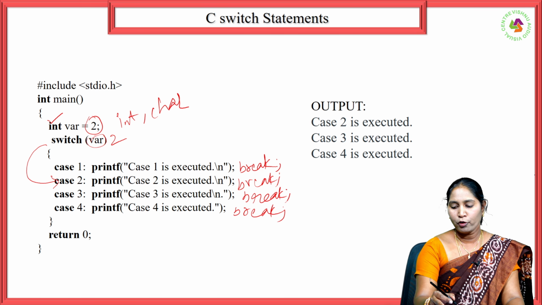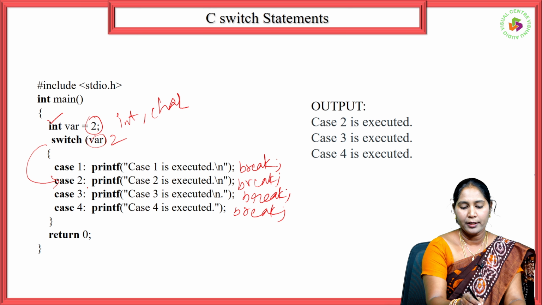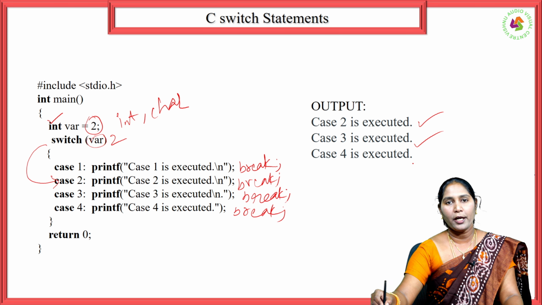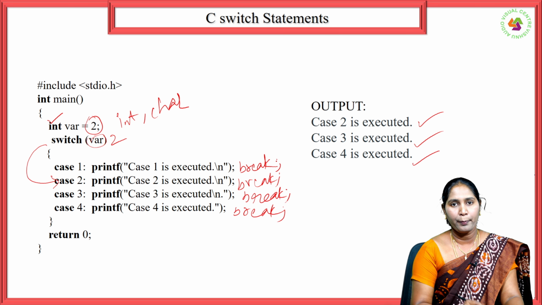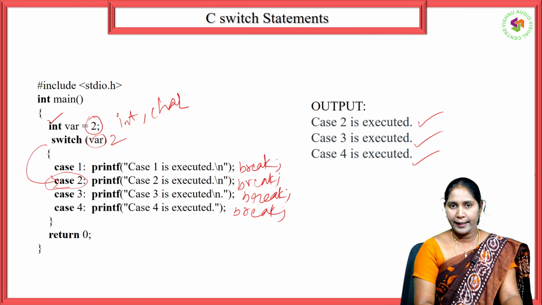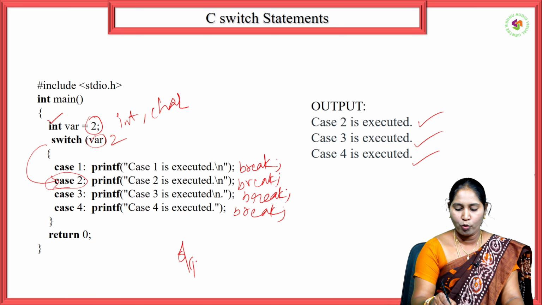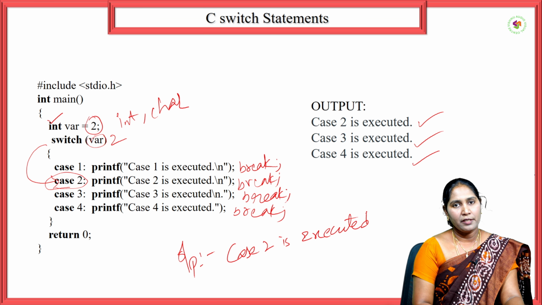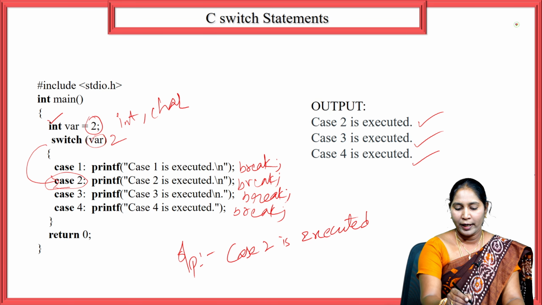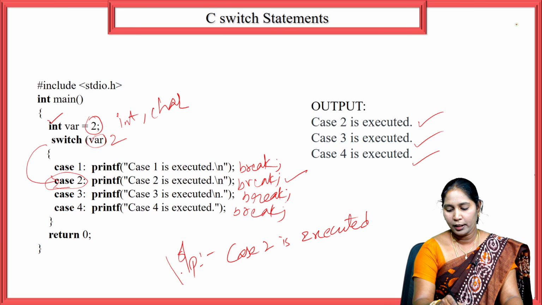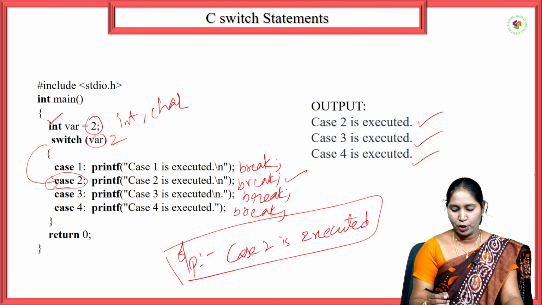In my program I have not used any break statement, so that's what it is doing. It is printing all the statements, case 2 is executed, case 3 executed, case 4 executed on my output screen. If I use this break statement, then the compiler will execute only this particular case 2, and I'll get my output as case 2 is executed. Previously we have seen that break is optional. So when I use a break statement, I'll get only that output, case 2 is executed.